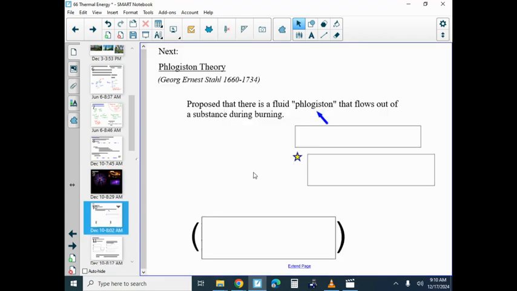After that, there was the phlogiston. I might not be pronouncing that right. I wasn't around back then to know how they said it. But basically, this person, George Ernst Stahl, proposed that there was a fluid, a quantity, a stuff that flows out of a substance during burning. Really, what they're talking about is energy, but they just didn't know about it yet. They didn't know how to talk about it and communicate it.